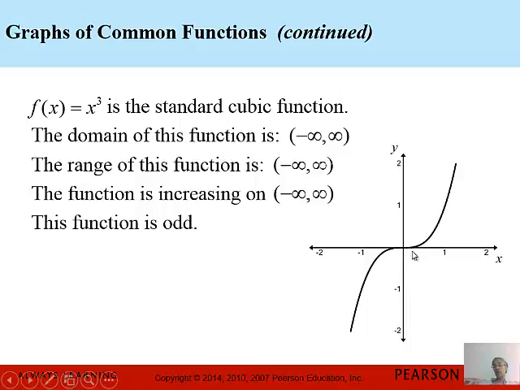You have symmetry with respect to the origin. So the portion of the graph in quadrant 1 has its mirror image in quadrant 3. And that's symmetry with respect to the origin. The graph does not appear at all in quadrants 2 and 4.